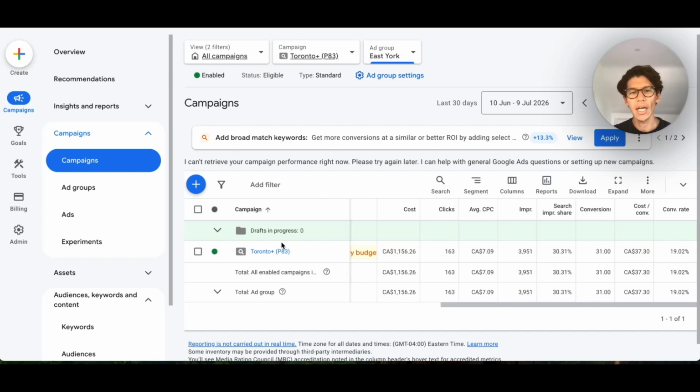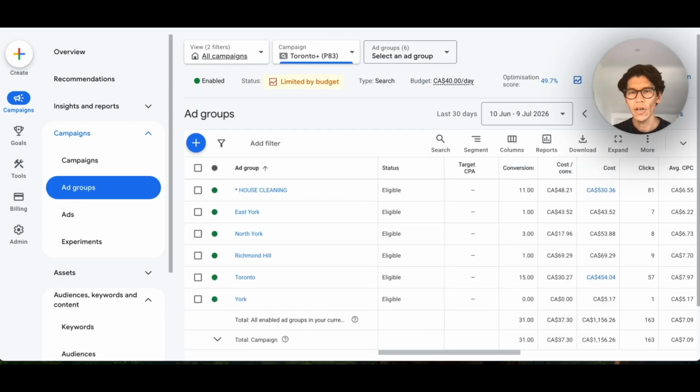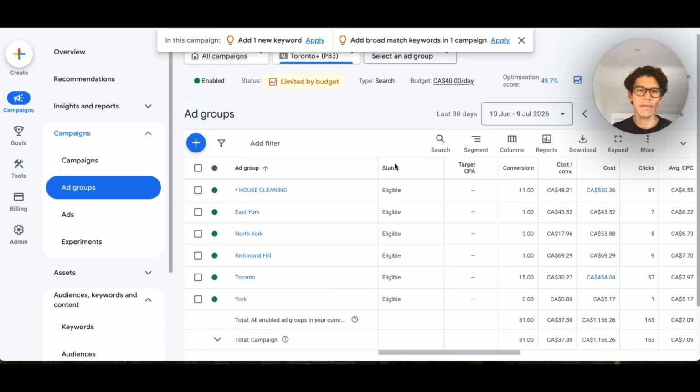So the first place to go is the ad group level. So let's just jump into the ad groups. So you'll see here that I have various ad groups around Toronto that this client serves. So we've got these various suburbs of Toronto, and then we've got this house cleaning ad group at the top.